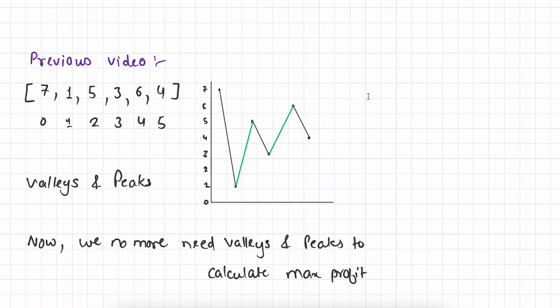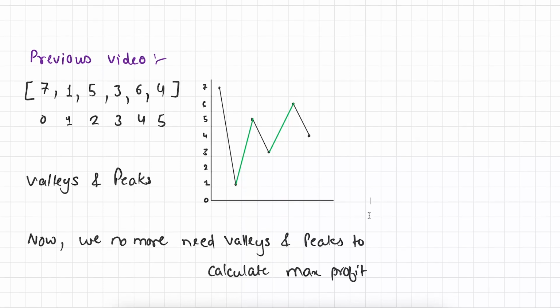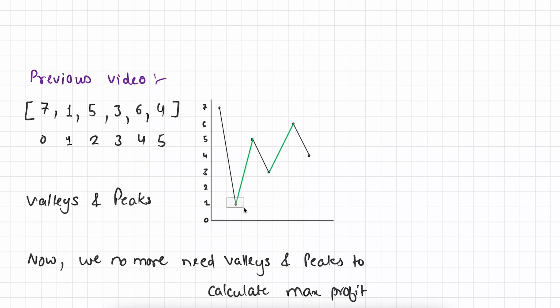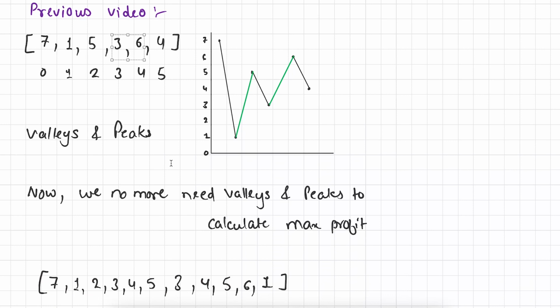Okay, clear. So in the previous video, we saw this approach of valleys and peaks. We plotted all the data on a graph to graphically represent it so that we can analyze it and get some idea. We found that if we get all the valleys and peaks, then we can book our profit and make it maximum. Here you can see that we have 2 valleys, 1 and 3, and 2 peaks, 5 and 6. If we subtract 1 from 5 and 3 from 6, we make a profit of $4 here and $3 here, and it makes up to $7. So this is the approach we followed in the previous video.